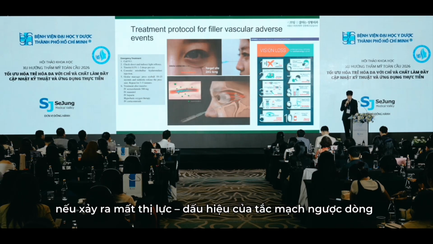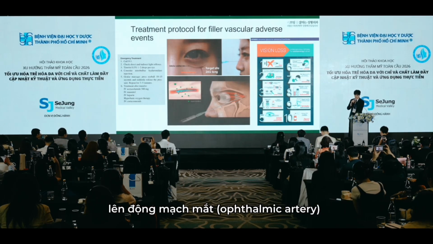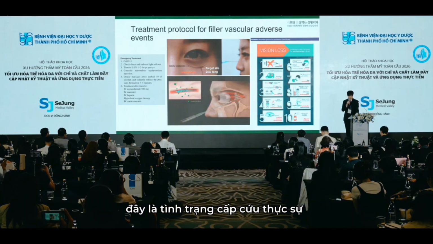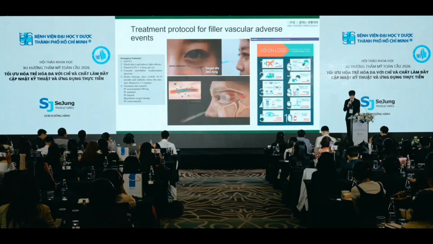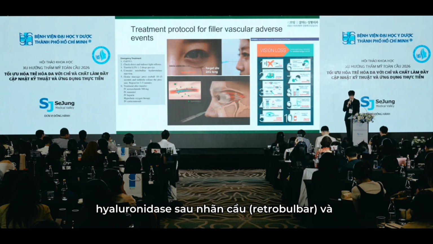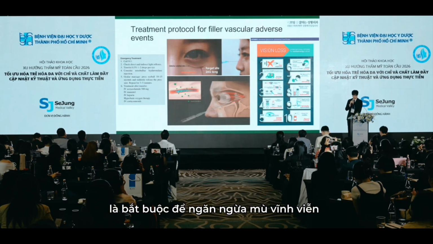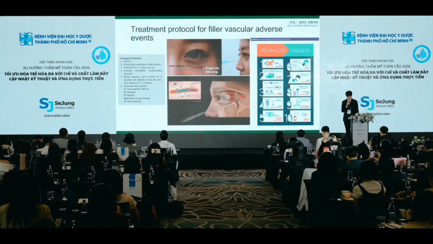If vision loss occurs, which indicates retrograde arterial embolization to the ophthalmic artery, this becomes a true emergency. In such a case, retrobulbar hyaluronidase injection and immediate ophthalmologic management are absolutely necessary to prevent permanent blindness.